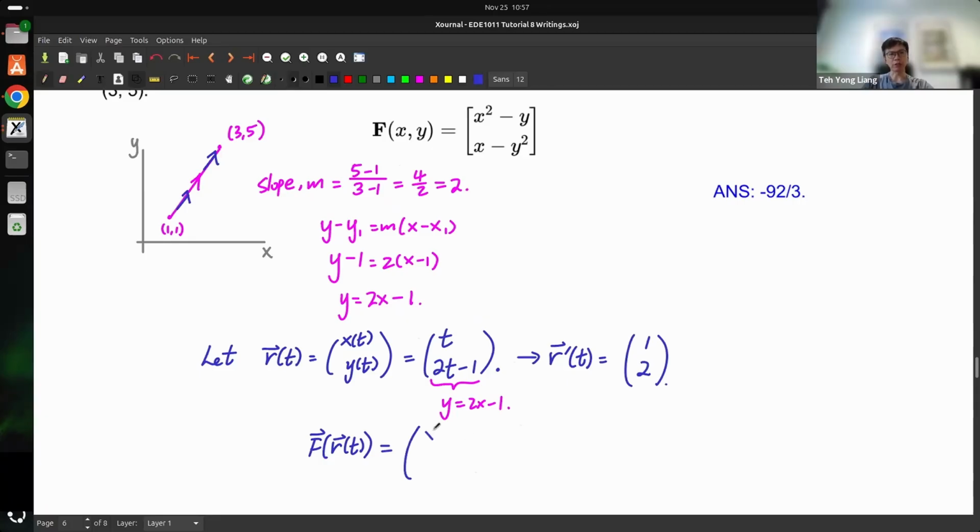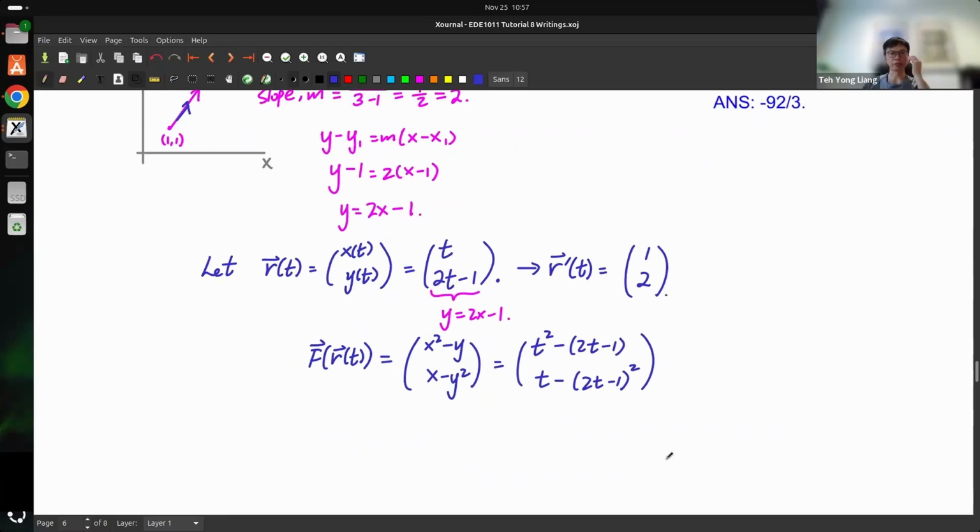Okay, so let me write down first. This is x squared minus y, x minus y squared. So what's your x? Your x is t. So it's t squared, then minus y, but y is 2t minus 1, so 2t minus 1. Then the second one is t, because x is t, then minus y squared, which is 2t minus 1 whole thing squared. Is that right? Okay.